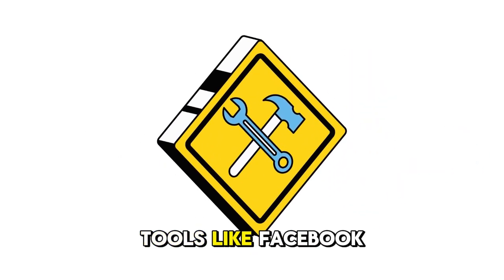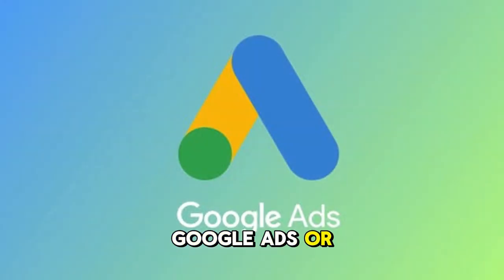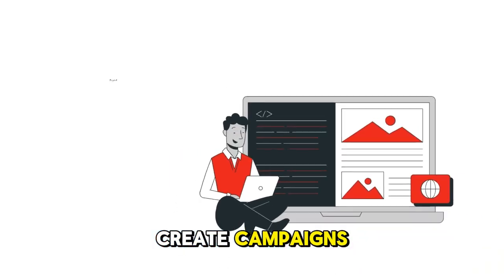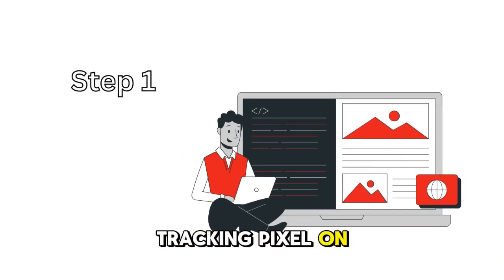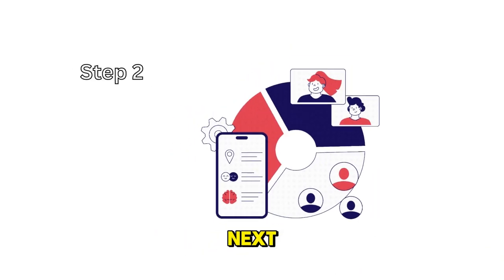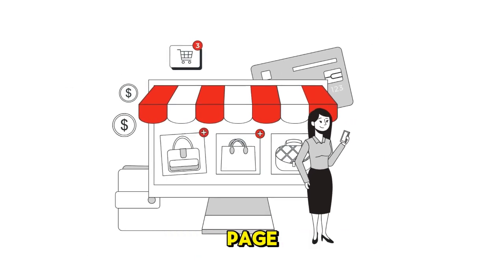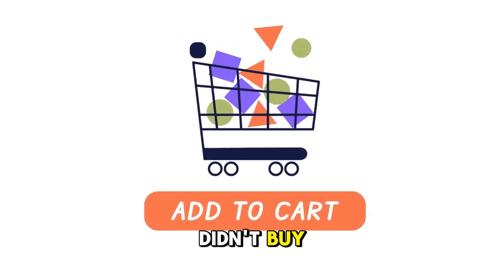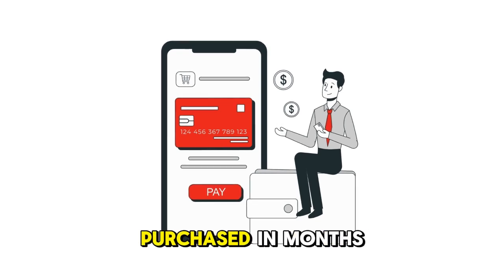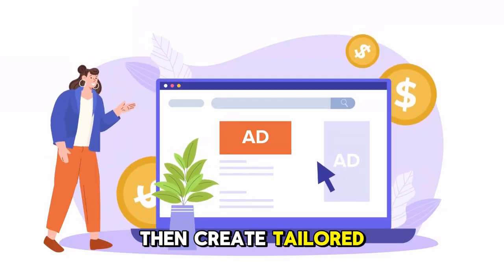You can use tools like Facebook Ads Manager, Google Ads, or TikTok Ads to create campaigns. First, install your tracking pixel on your website or landing page. Next, segment your audience. For example, people who viewed a specific product page, those who added to cart but didn't buy, or even returning visitors who haven't purchased in months. Then, create tailored ads for each group.